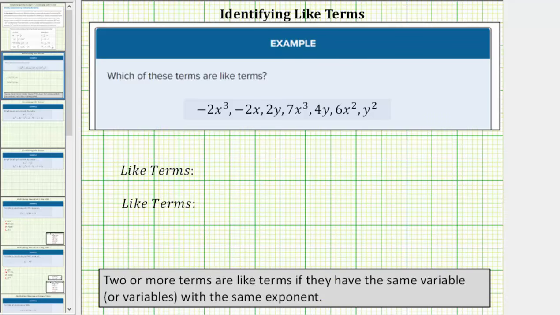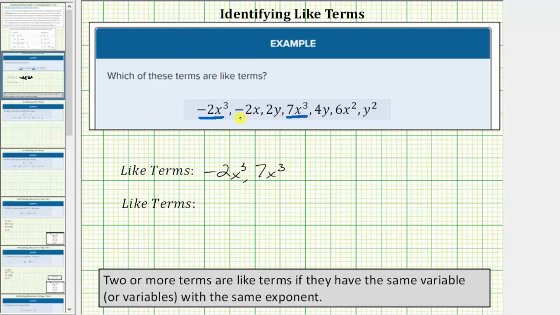So looking at the list, notice how the first term is negative 2x cubed. If this term has any like terms, it must also contain x raised to the third power or have three factors of x with no other variable factors. Notice how 7x cubed also has x raised to the third power with no other variable factors. Or we can say these two terms have the exact same variable factors and therefore they're like terms. So negative 2x cubed and 7x cubed are like terms.